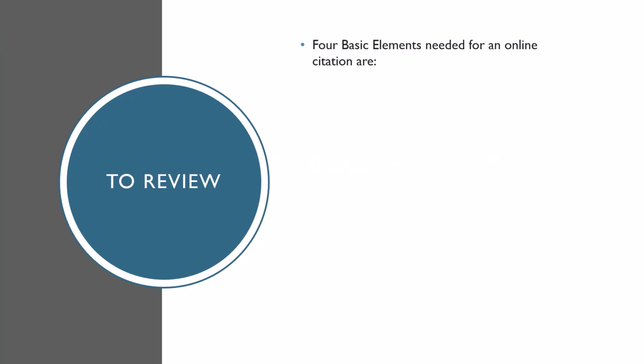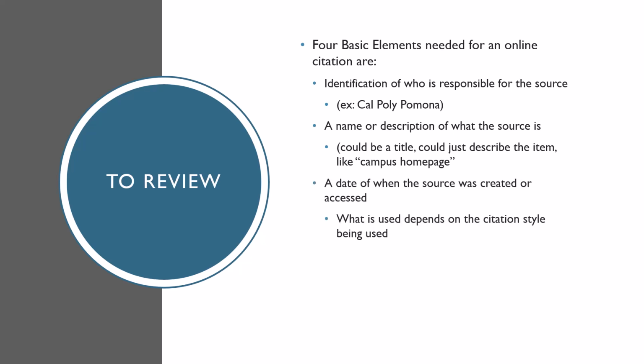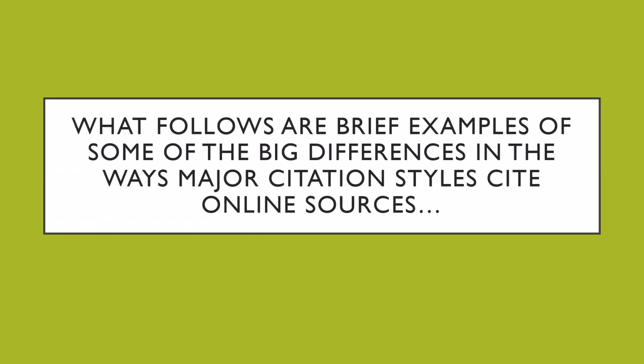So, to review, the 4 basic elements needed for a citation are an identification of who is responsible for the source, and for online sources, this may be an individual author or the institutional author, like Cal Poly Pomona, the name or description of what the source is, which may be a title like we're used to seeing in print sources, or it may be a descriptive title that describes what the source is, such as campus homepage. A date of when the source was created or accessed, which can either be the exact date of publication of a posting, the publishing date of the website, or the date on which you accessed the resource depending on the style you are using. And finally, an address that allows others to access the source, which is almost always the URL when dealing with online resources.